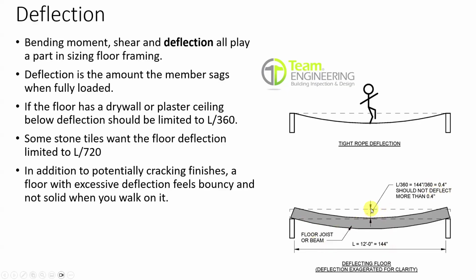So we're obviously exaggerating it, but if it was fully loaded in the center of that beam, if we had a laser beam, it would never sag more than 0.4 inches. Now, sometimes on the charts, you'll see L/240. Maybe if you don't have any finishes and you have carpeting on the floor, that would be acceptable. I think L/360 is really standard. I have seen L/480, where you want a stiffer floor with less deflection. Believe it or not, some stone tiles are very prone to cracking, so they want a floor deflection limited to L/720. That would be a very little amount of deflection.